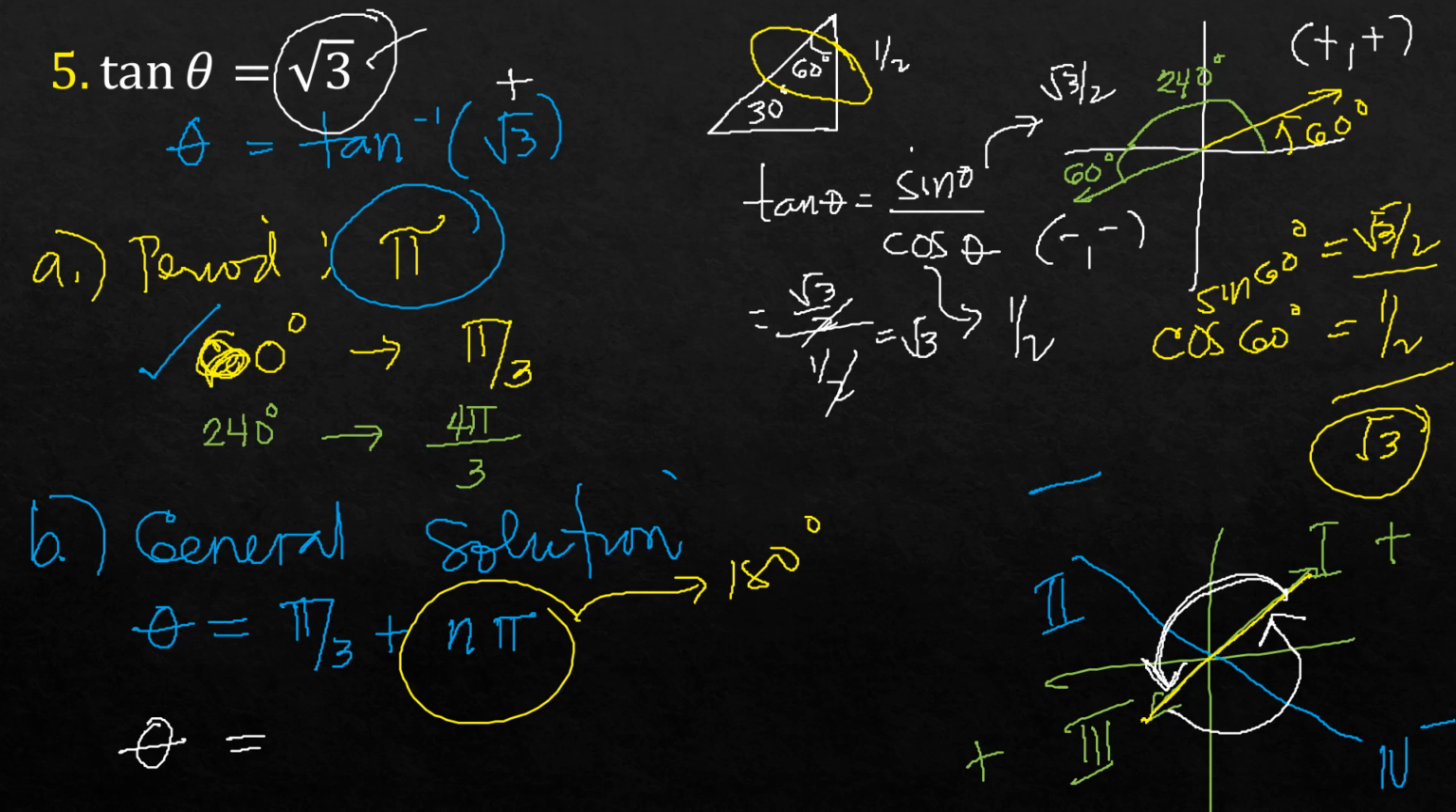Now, to prove that theta can just be equal to pi over 3 plus n pi, let's say n is equal to 1. So you have pi over 3 plus pi.